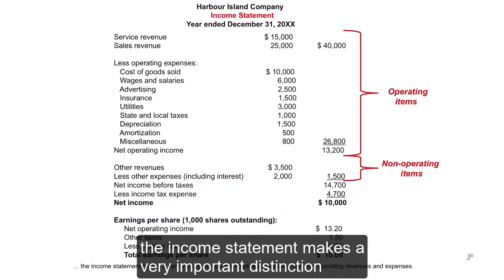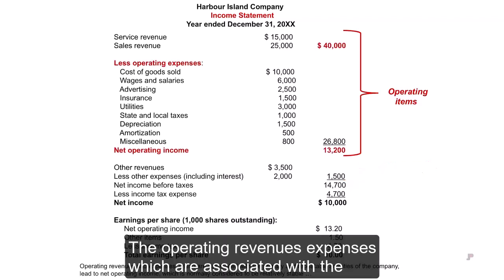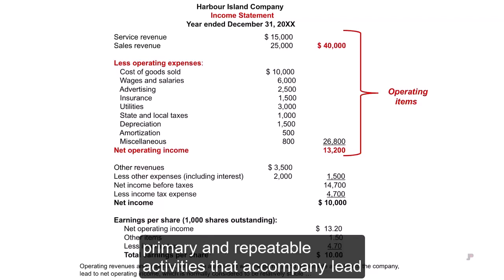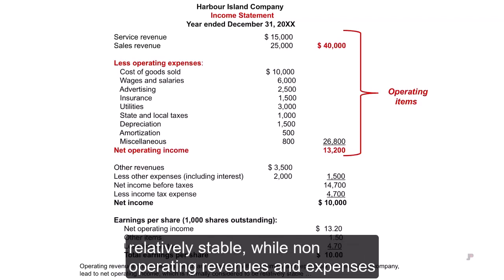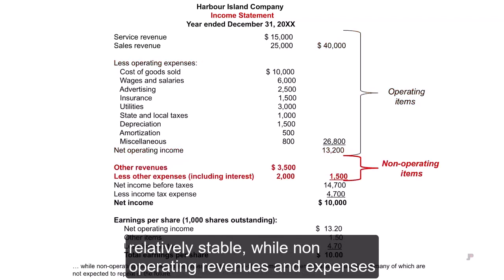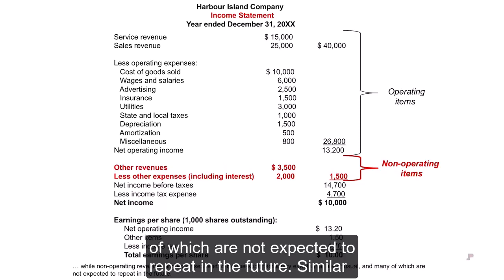For example, the income statement makes a very important distinction between operating and non-operating revenues and expenses. The operating revenues and expenses, which are associated with the primary and repeatable activities of the company, lead to net operating income, which is normally considered to be relatively stable, while non-operating revenues and expenses tend to be one-shot, temporary events that are unusual and many of which are not expected to repeat in the future.